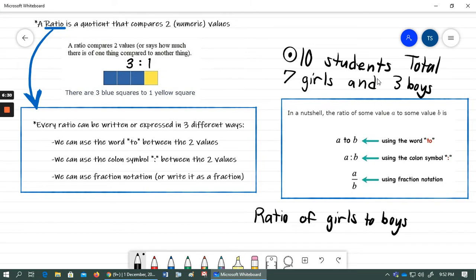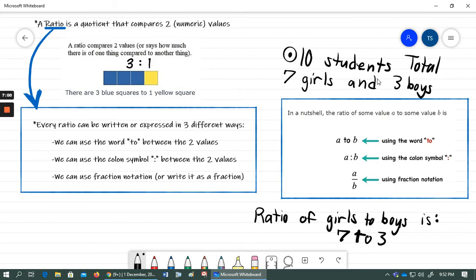If we were going to write it using the word to, of course, it would be 7 to 3. So we would say that the ratio of girls to boys is, and we would write it using the word to, 7 to 3, right? Because there are 7 girls to every 3 boys, right? So again, that's one way that we could do it.